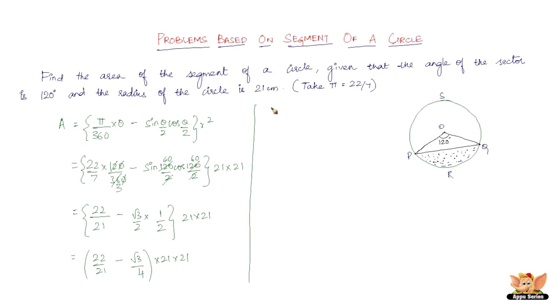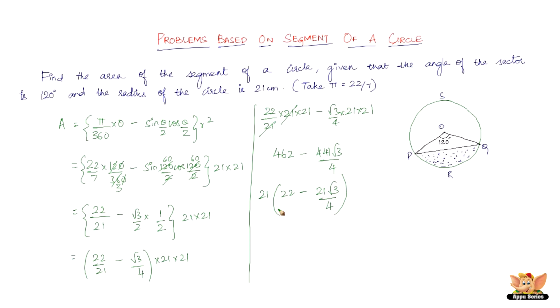So now let's have this multiplied inside. So we've got 22 by 21 into 21 times 21, minus root 3 by 4, 21 times 21. So one of the 21 goes here. So we've got 22 times 21. So here we've got 22 times 21 as 462, minus 21 times 21 is 441, root 3 by 4. Now, if you see, these are two terms, 462 and 441. What can you take out from them? You can take out 21 from it, because 21 times 22 is 462, minus 21 times 21 is 441. So 21 root 3 by 4. Yeah, so we've got 21 times 22 minus 21 root 3 by 4.